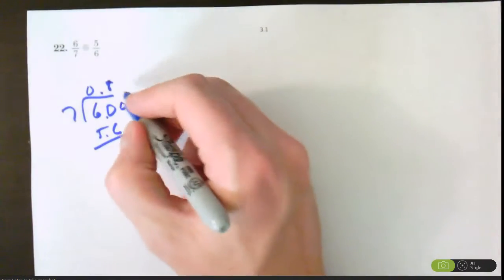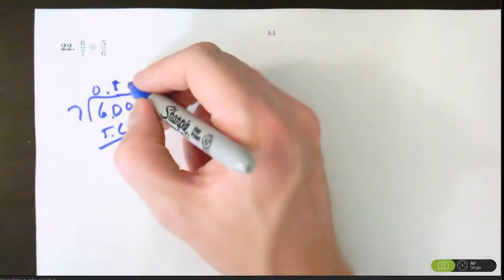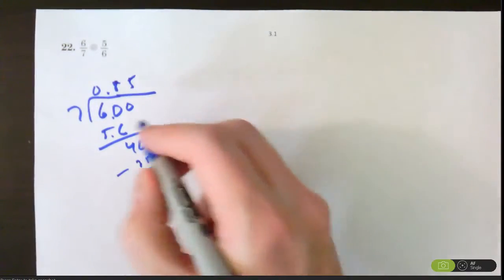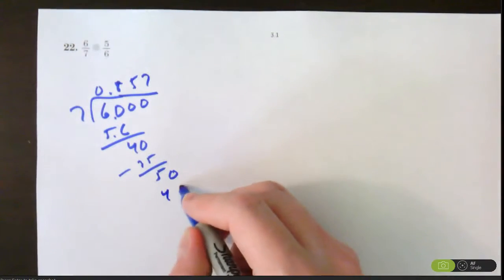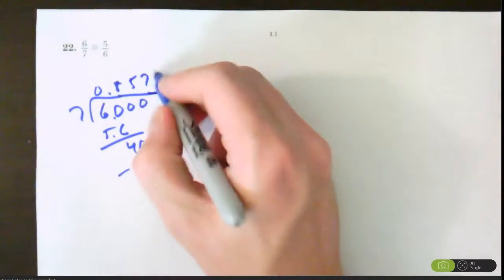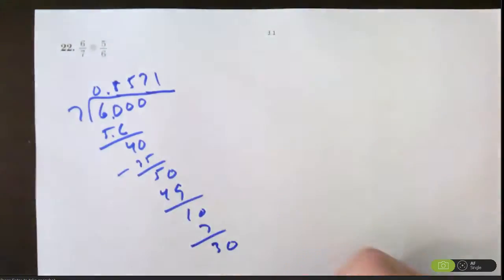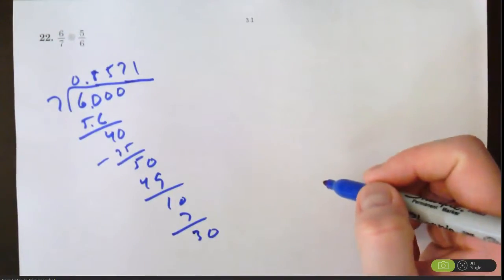It goes into 40 5 times for 35. Drop another 0 for 50. Goes into that 7 times for 49. Goes into that 1 time for 7. And you can see we got like 0.8571. We could keep going, but we'll see if we need to because we're just saving time here.